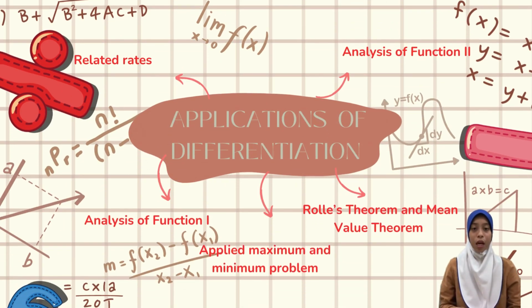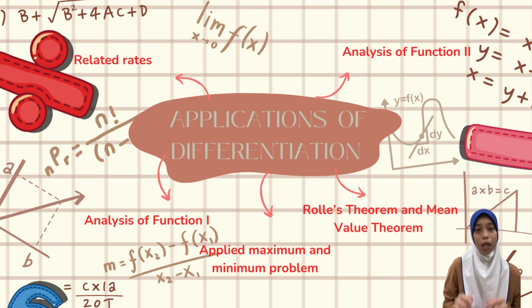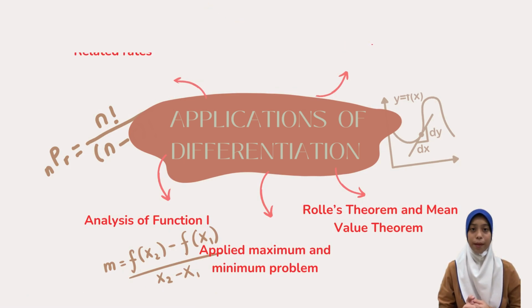So, basically, differentiation has many applications, such as related rates and analysis of function 1, in which we find the maximum and minimum points, concavity and inflection points, and also sketch the graph. Next, analysis of function 2 is the same as analysis of function 1, in which we find the x and y-intercepts, horizontal and vertical asymptotes, and also sketch the graph. Besides, Rolle's theorem and the mean value theorem, and the last one is applied maximum and minimum problems, which we will discuss and use to solve the problem in this video.